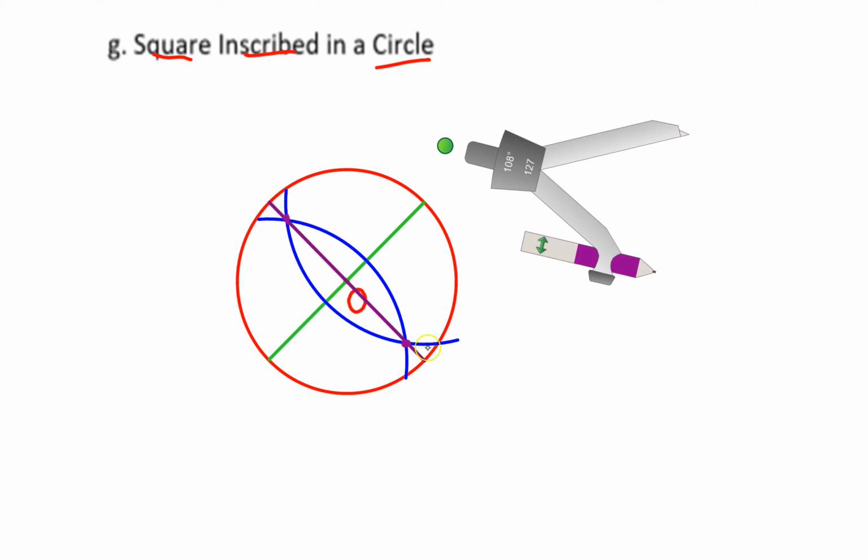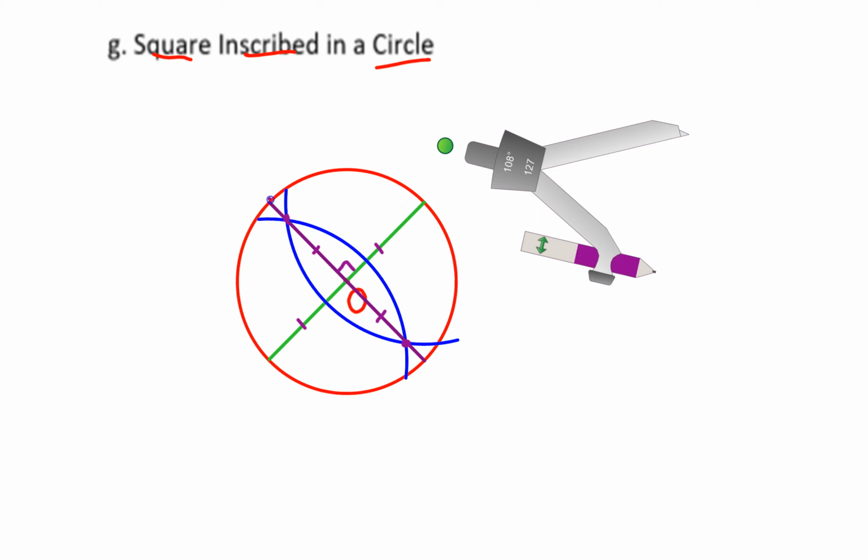So that line there and this line are perpendicular because we did construct a perpendicular bisector, and then this piece is also congruent to that piece. Now because it's a circle, the diameter is the same, so this piece and this piece are also equal.